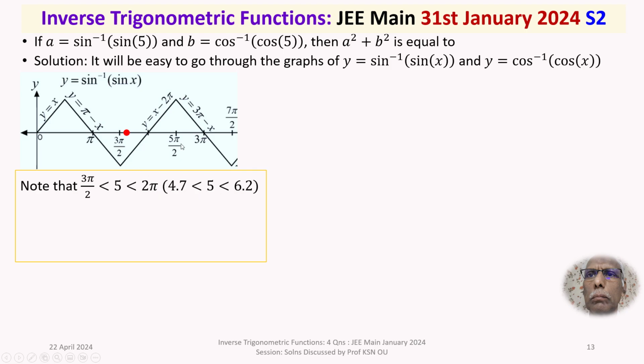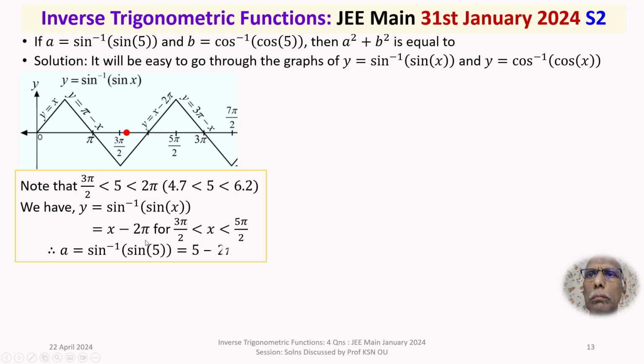And between 3 pi by 2 and 5 pi by 2, y is x minus 2 pi. So we have y is equal to sine inverse of sine x, that is x minus 2 pi in this interval 3 pi by 2 to 5 pi by 2. So now what is it that you want? A is equal to sine inverse of sine 5. So A is equal to sine inverse of sine 5 and that is equal to 5 minus 2 pi. Agreed?